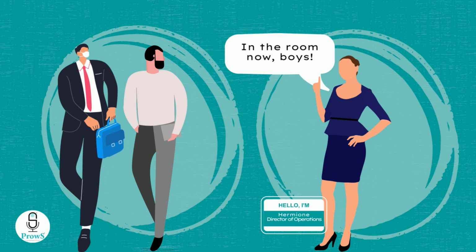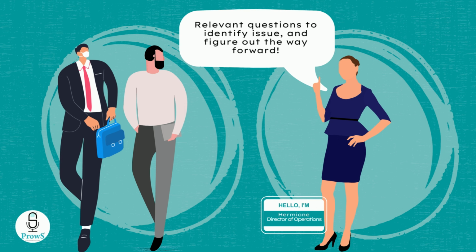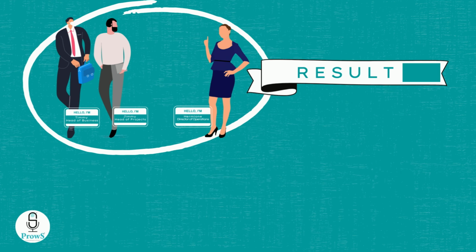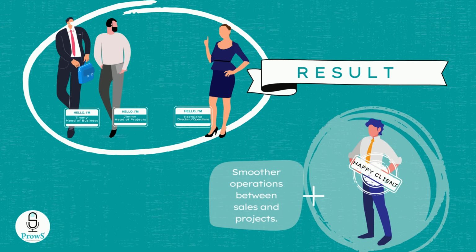Hermione, the new director of operations, notices this continuous banter between Timmy and Jimmy and decides to have a conversation with both of them. She asks both of them relevant questions about what's bothering them, what the challenges are, and identifies what's important to both Timmy and Jimmy to figure out the way forward. She puts a list of changes together and a roadmap for both of them to apply in their respective departments. As a result, the operations between sales and project teams become much smoother, and the clients are happy because their trusted vendor now offers updated services in line with the industry shift.